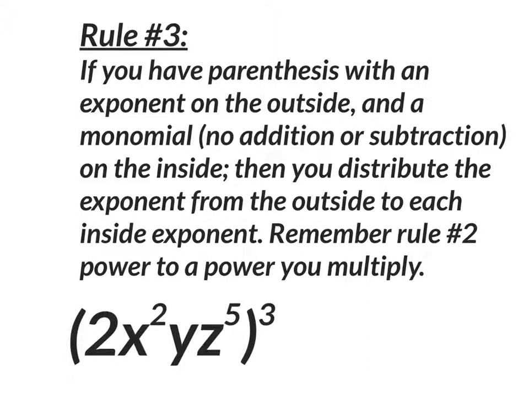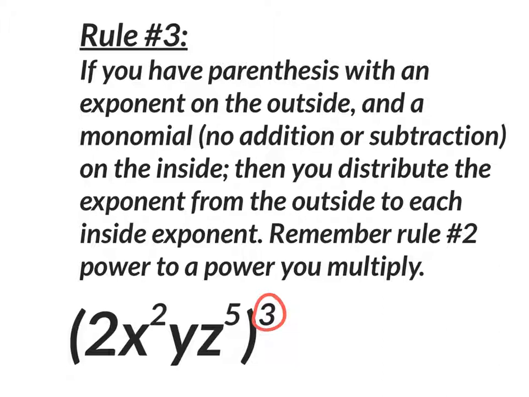So if we have parentheses with an exponent on the outside and no addition or subtraction on the inside between the terms, then we could distribute the exponent from the outside to each inside exponent. It says, remember rule 2, power to a power you multiply. I like to call it the distributive property rule, even though it's not actually distributive property. Normally we have like 5 right here and we distribute it to each term on the inside. When you have a power on the outside and a monomial on the inside, you could distribute the exponent to each and every exponent on the inside of the parentheses. So let me actually show you what that looks like. This 3, I'm going to distribute it to each and every exponent.